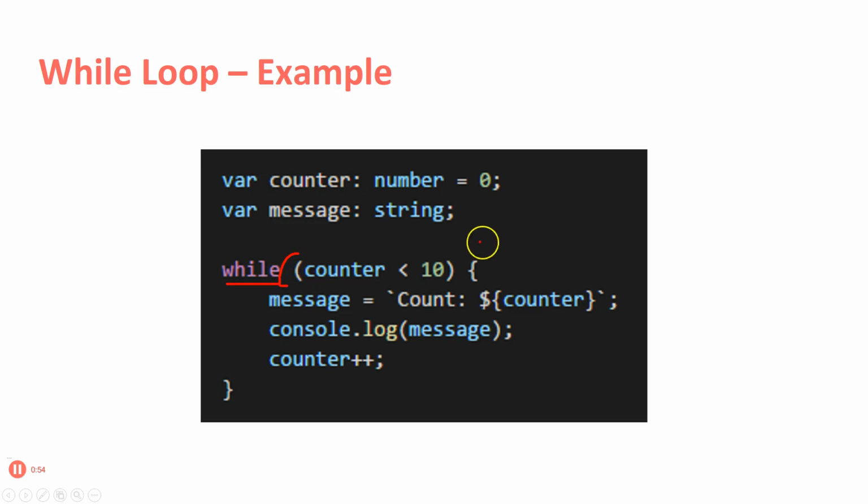For while, we have opening and closing brackets, and here we place our condition, then opening and closing curly braces. We are surrounding our code block to be executed on each iteration.